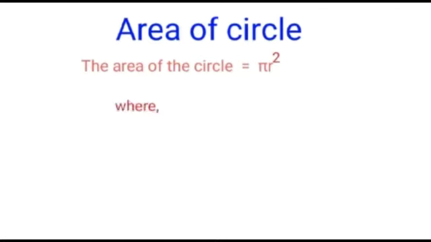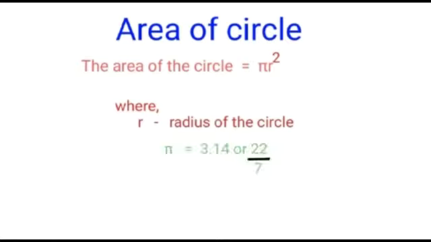Our today's topic is area of circle. The area of the circle is equal to pi r square, where r is the radius of the circle and pi is equal to 3.14 or 22 by 7. Examples.